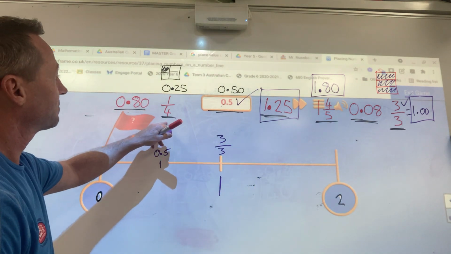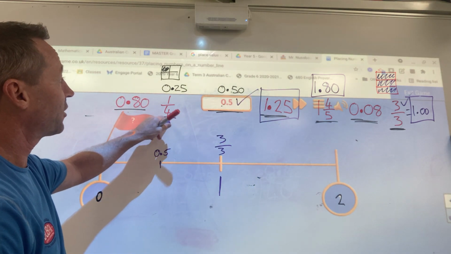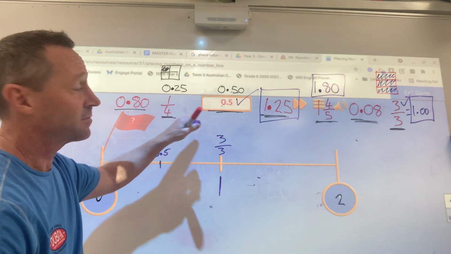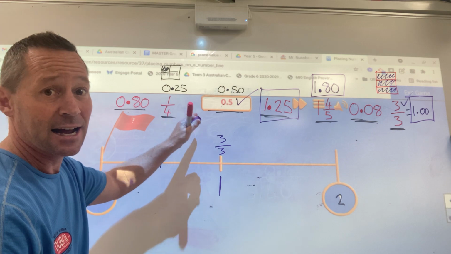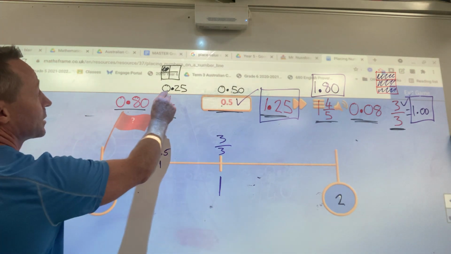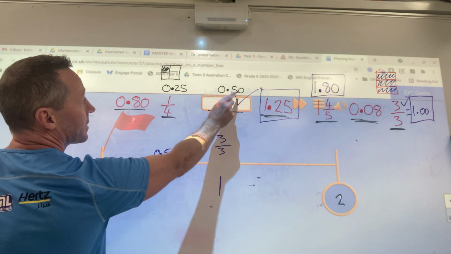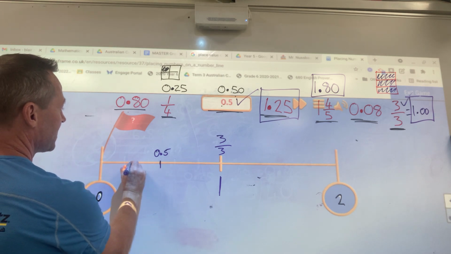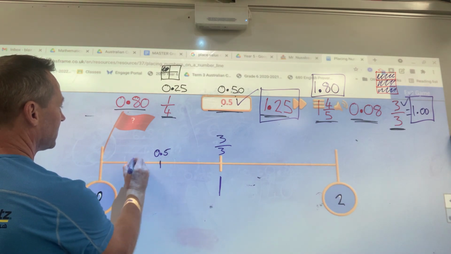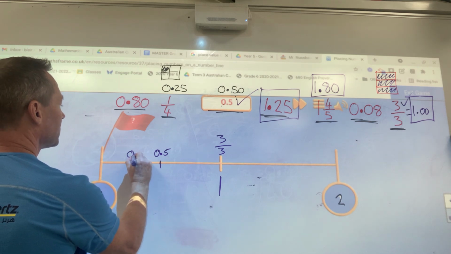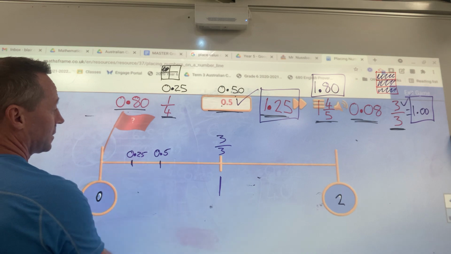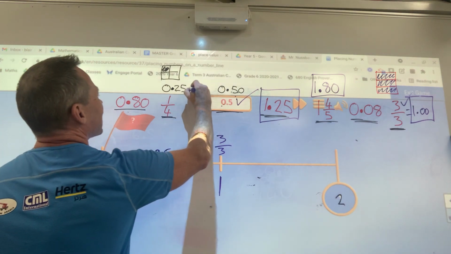Next one, a quarter. And I know the relationship between a quarter and a half. So a quarter is half of a half. So 0.25 is half of this one. So again, I find halfway between 0.5, I'd say be about here. 0.25, which is a quarter. And I say, yeah, that looks pretty good to me.